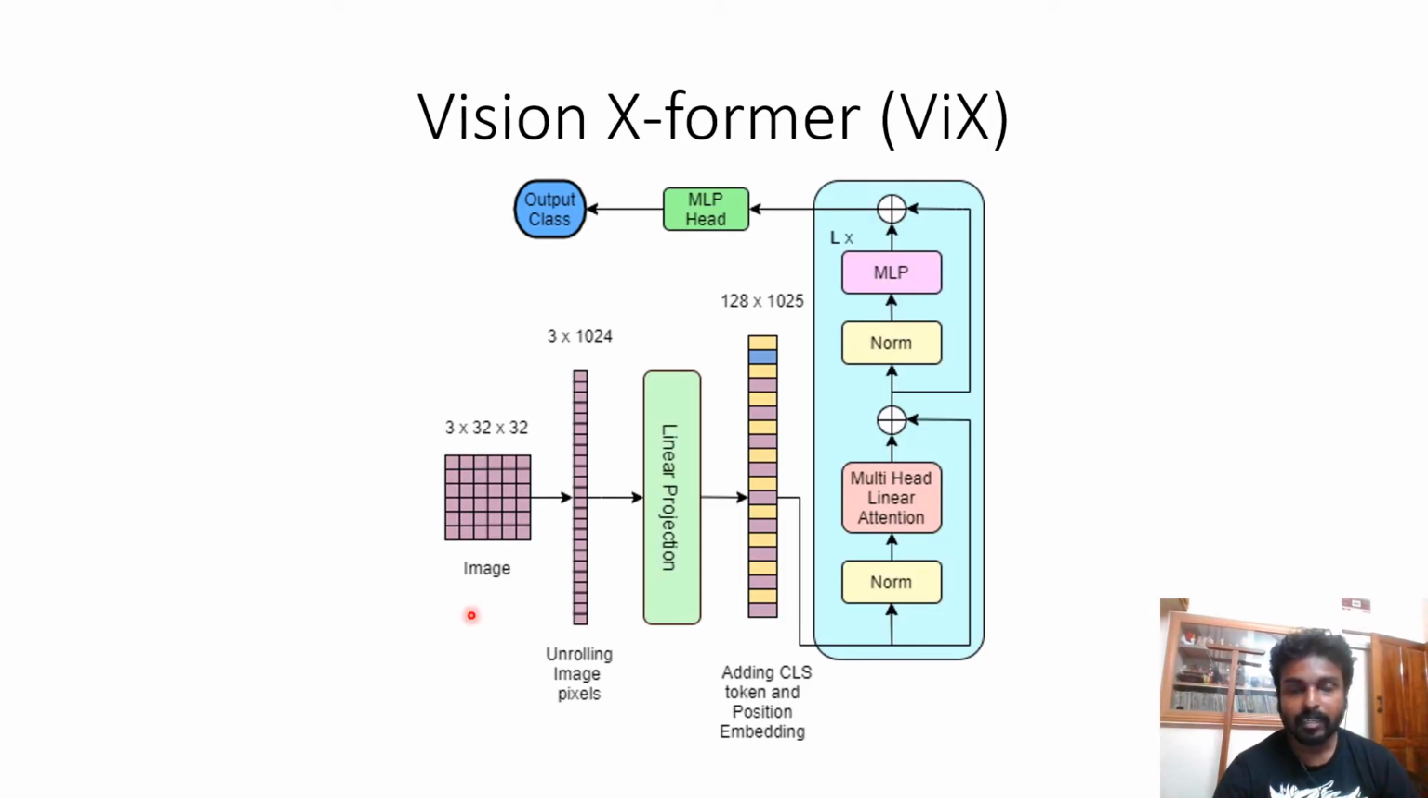So we create our first architecture, which is the Vision Xformer, in which we use linear attention mechanisms instead of quadratic attention mechanisms as used in the regular ViT. Also, since linear attention mechanisms are computationally efficient, we can unroll the image into a sequence of pixels directly instead of patches.